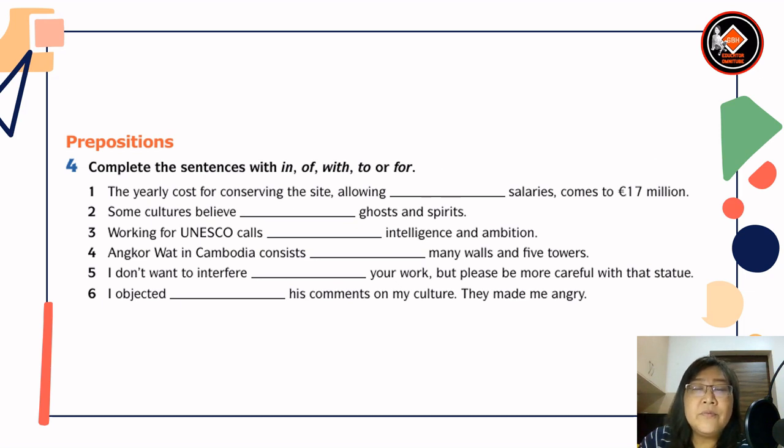For question 4, we are doing exercise 4, we are doing prepositions. Complete the sentences with in, of, with, to, or for. So here you have in, of, with, to, for. The yearly cost of conserving the site, allowing for salaries, comes to 17 million euros. Some cultures believe in ghosts and spirits. Working for UNESCO calls for intelligence and ambition.